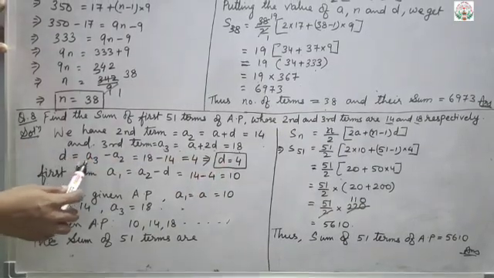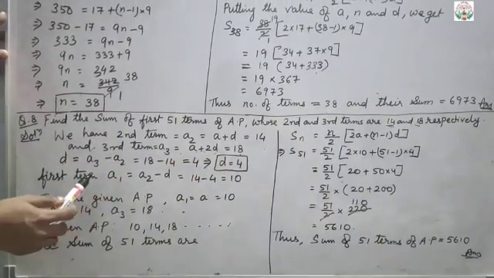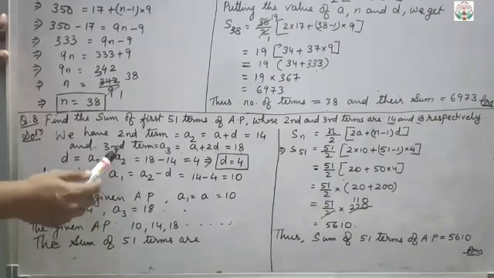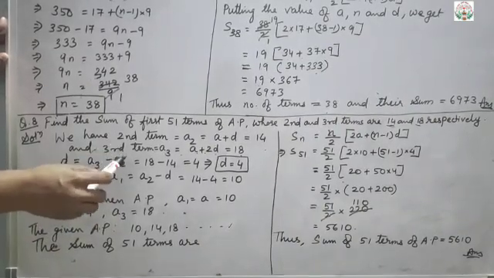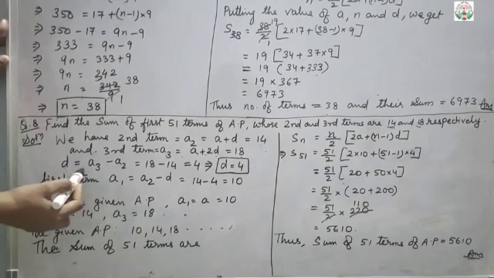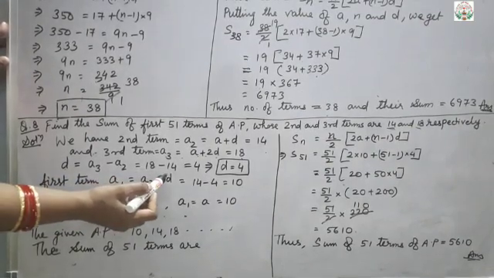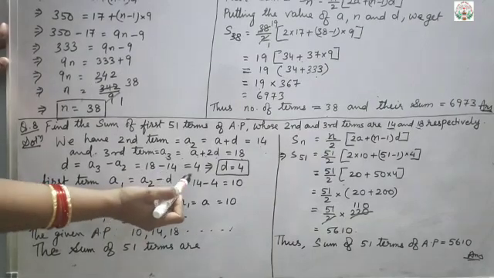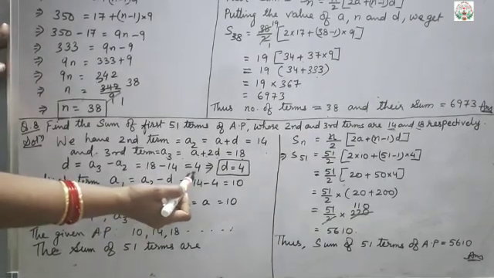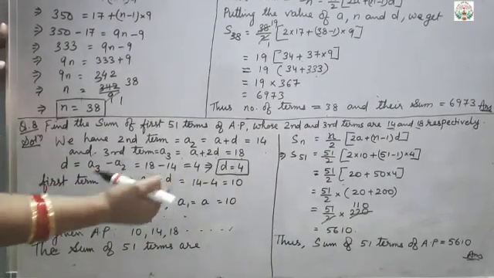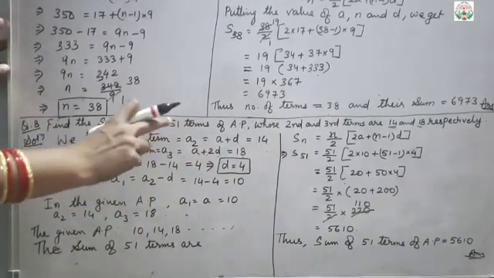So now D will be what? A3 minus A2, third term minus second term, because it is already given that it is in AP. So D equals A3 minus A2. 18 minus 14 is 4. So the D value is 4. Now we have to find the first term.